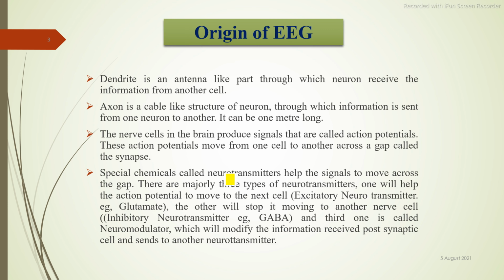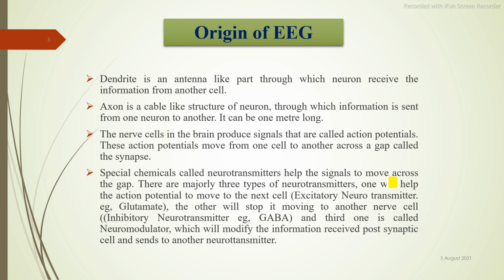And apart from this, we also find chemicals which mainly help in moving these signals from one cell to another cell. These chemicals we call neurotransmitters. Neurotransmitters are special kinds of chemicals which help the signals move from one neuron to another neuron through this gap called the synapse.